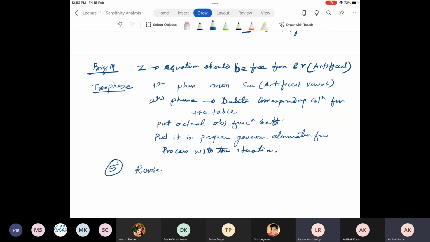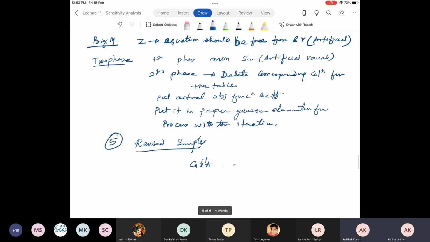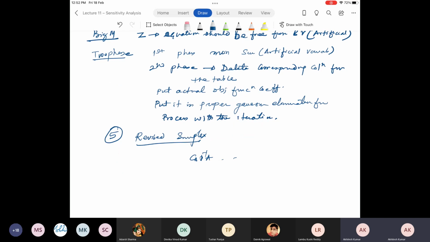Revised simplex. As far as revised simplex for this course is concerned, just keep in mind this one, CB inverse and all that. I can give you any basic variable at any iteration and ask you to give me the solution at that point. Generally, I do not ask any problem to be solved completely using the revised simplex method. I will give you some basic variable, or I will give you the B vector or B inverse, and I will ask you to complete that iteration.